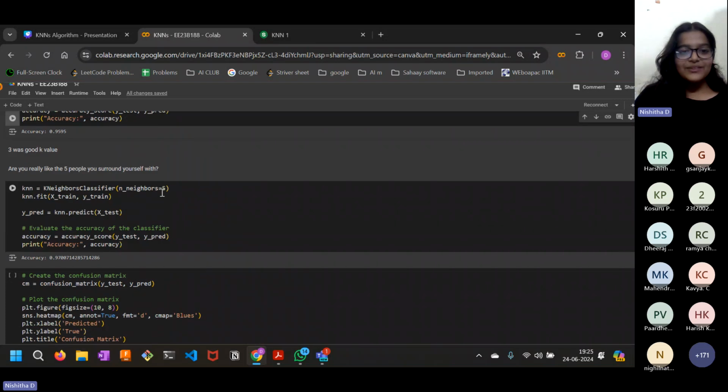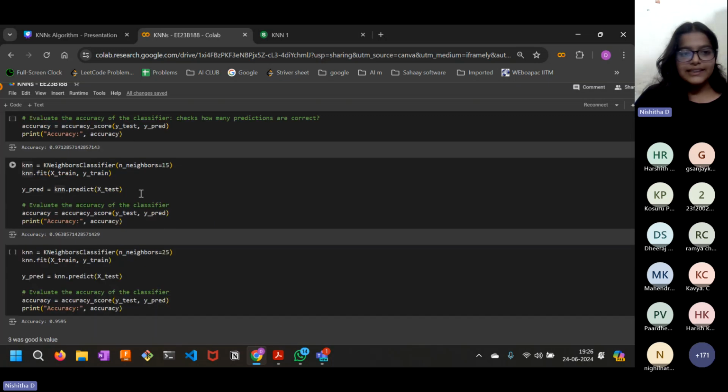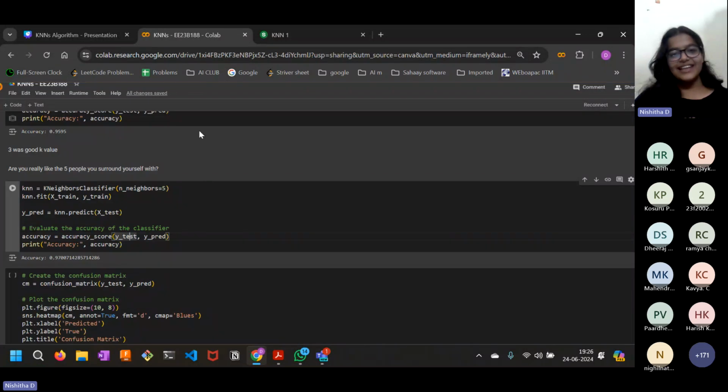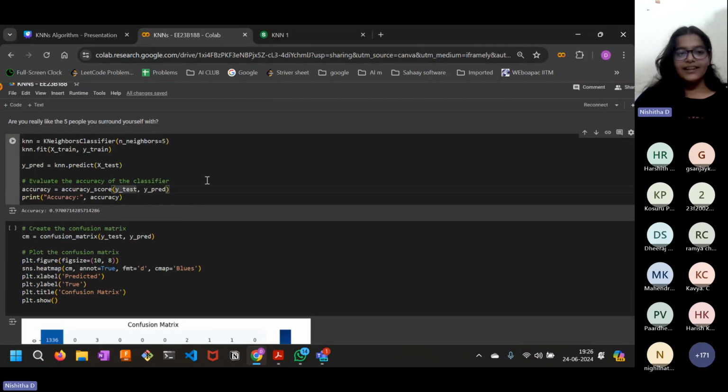Now let's take the value k as 5. So what happens when I take k as 5? I'm getting the accuracy around 97 only, though 3 was higher. So this algorithm exactly behaves like the quote, you are the average of the 5 people you surround yourself with. Like you behave like those who you surround yourself with. That's essentially how this algorithm behaves. Okay, so now I got some accuracies.